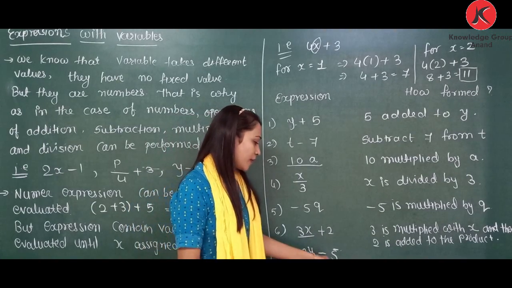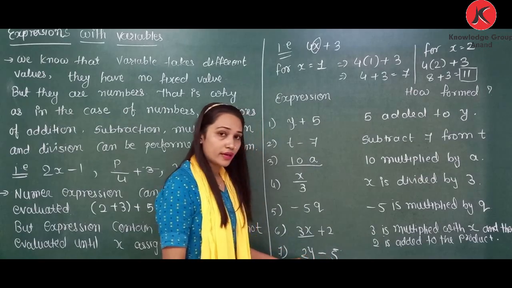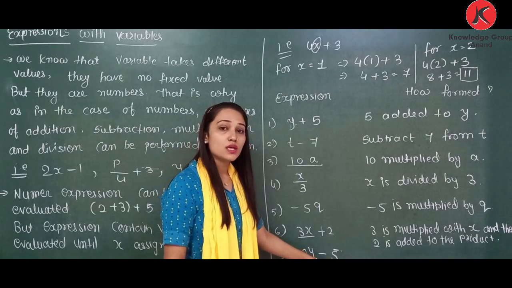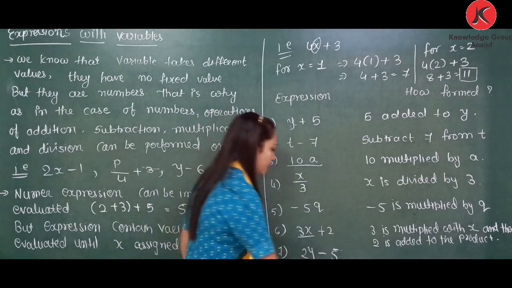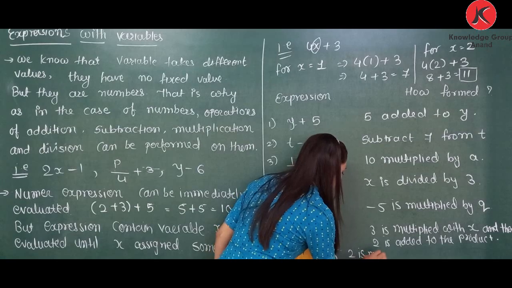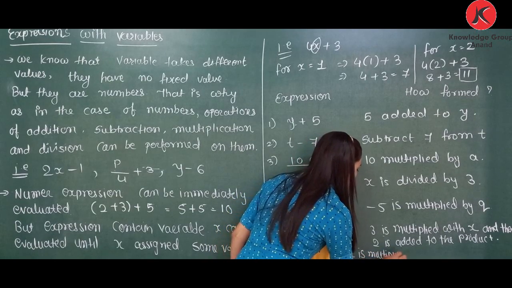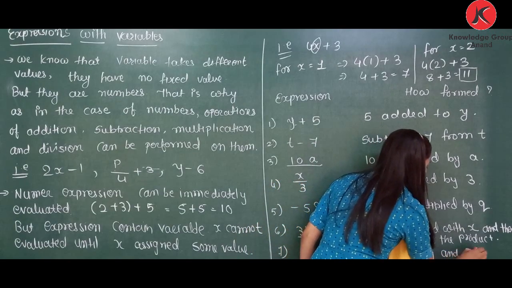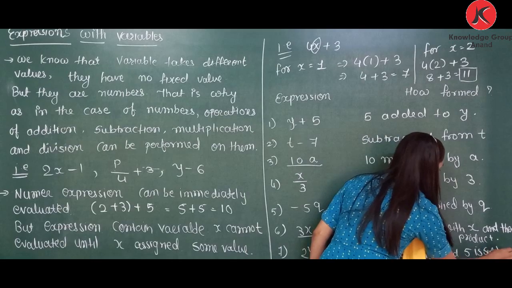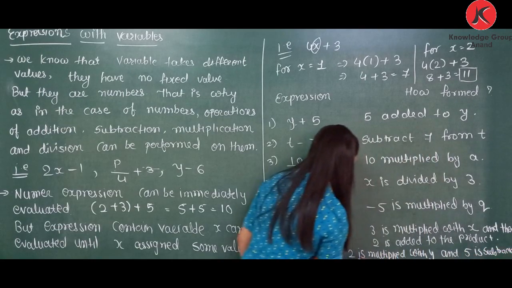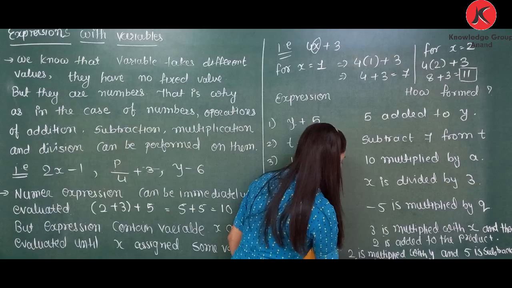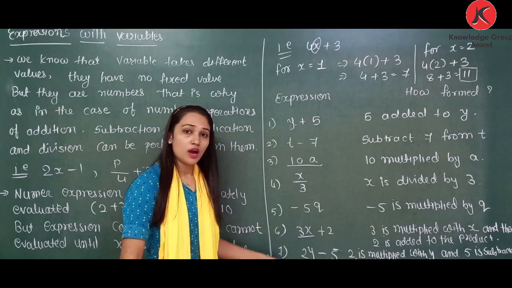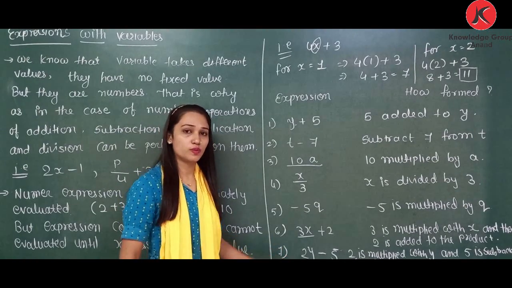The next, 2y minus 5. Here how can we write the statement? 2 is multiplied with y and then 5 is subtracted from the product. So this way we can write a statement that gives how an algebraic expression is formed.